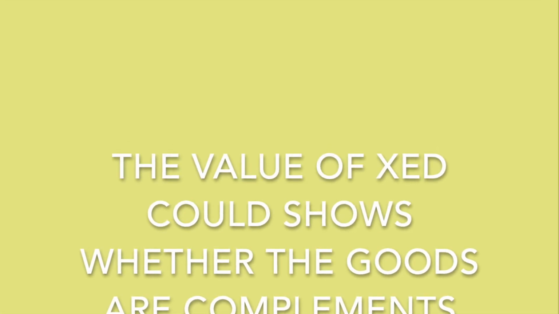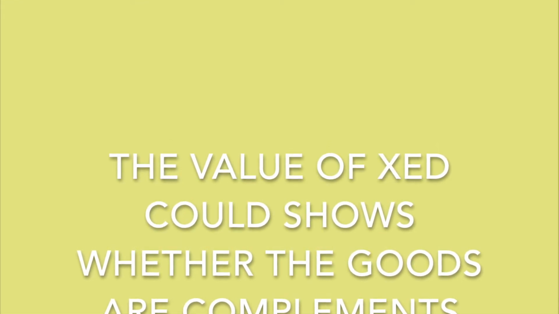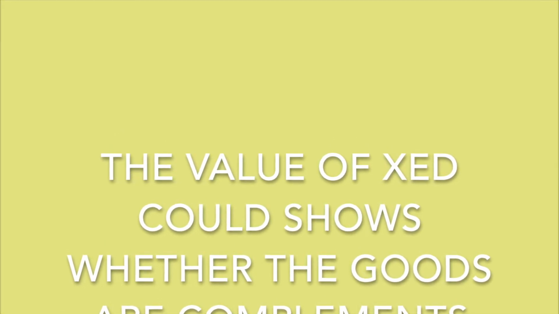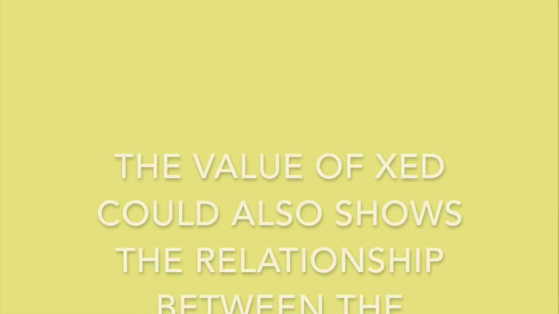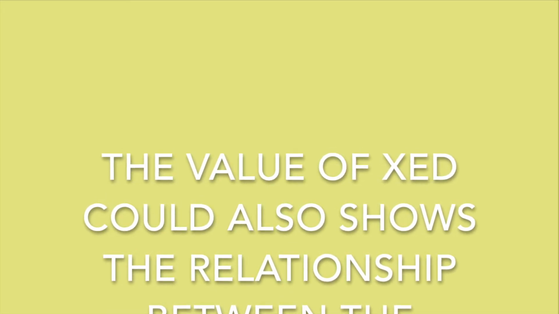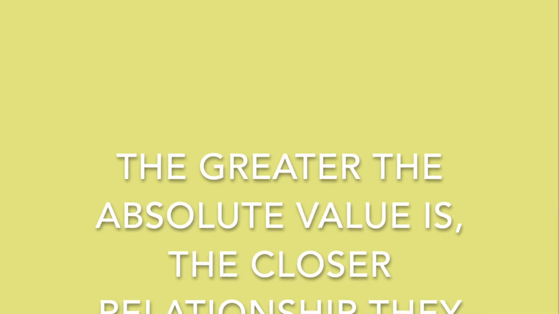The value of XED could show whether the goods are complements or substitutes. If the value is greater than 0, 2 goods are substitutes. If the value is smaller than 0, 2 goods are complement goods. The value of XED could also show the strength of the relationship between the complement goods or the substitute goods. The greater the absolute value is, the closer the relationship they have.